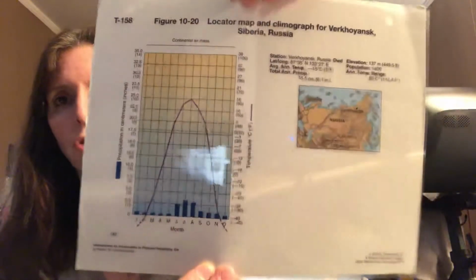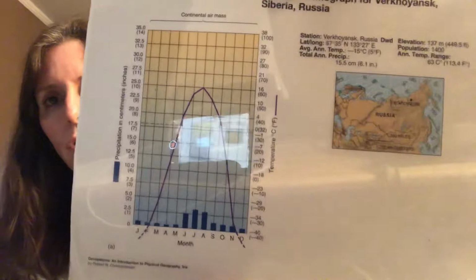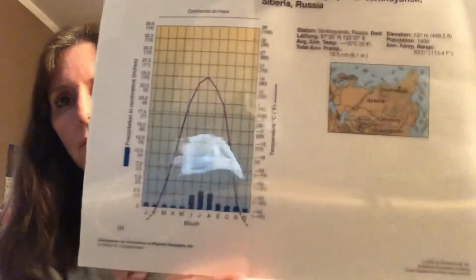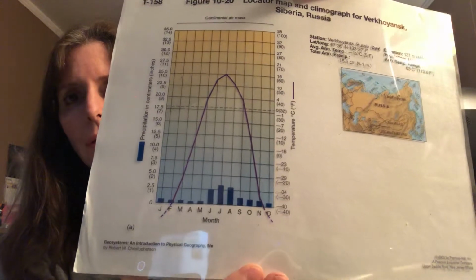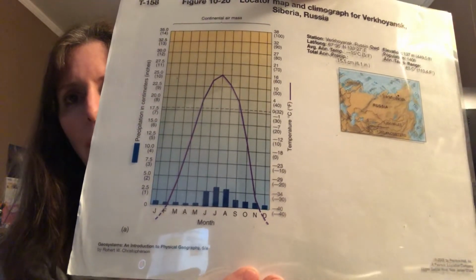And I'm actually going to cheat a little bit. I forgot to show you guys the climate graph for the subarctic climate, which is again one of the microthermal climates, for Verkhoyansk here in Siberia and Russia. There we go. The huge annual temperature range that goes up and down here.